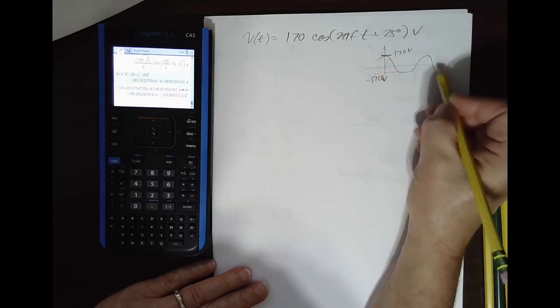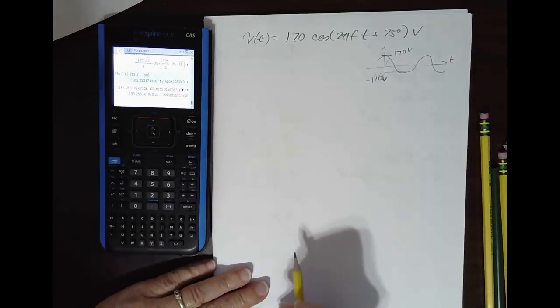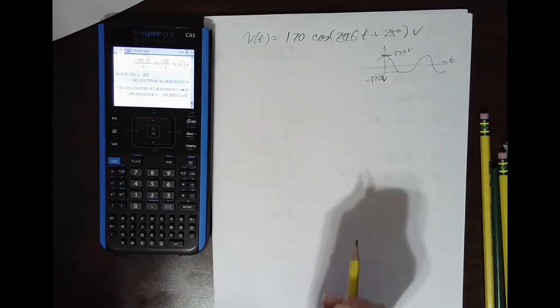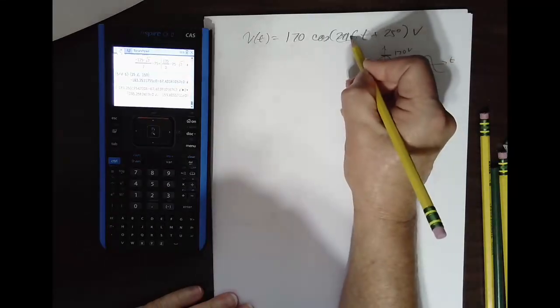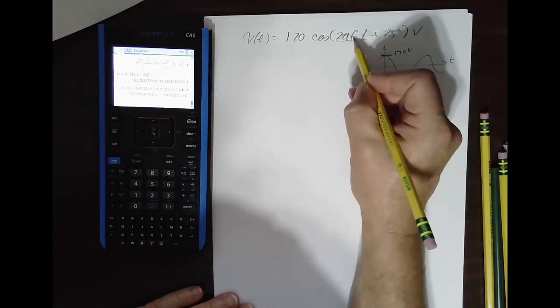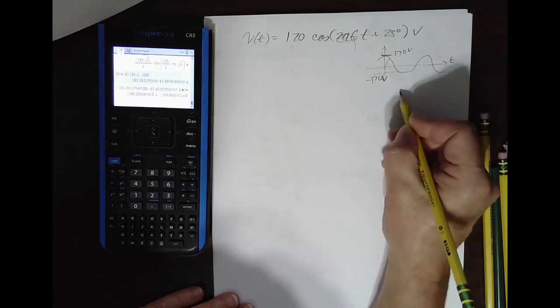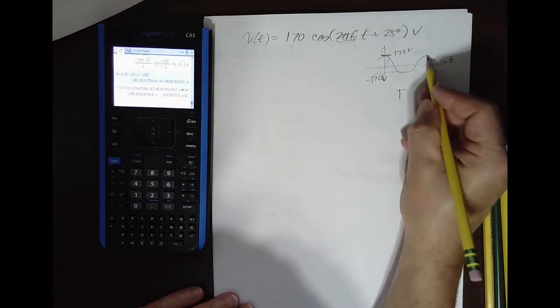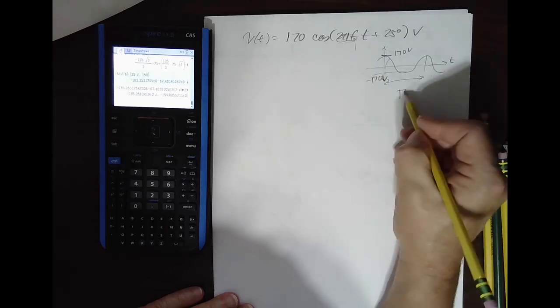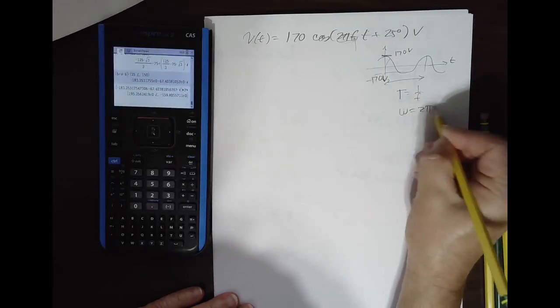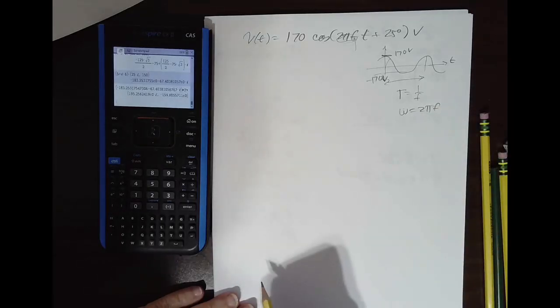If this is voltage, this is the time domain, and this is the frequency in radians per second. f is the frequency in hertz. The period of the waveform is 1 over f. Omega equals 2πf. Just the normal sine kind of stuff.